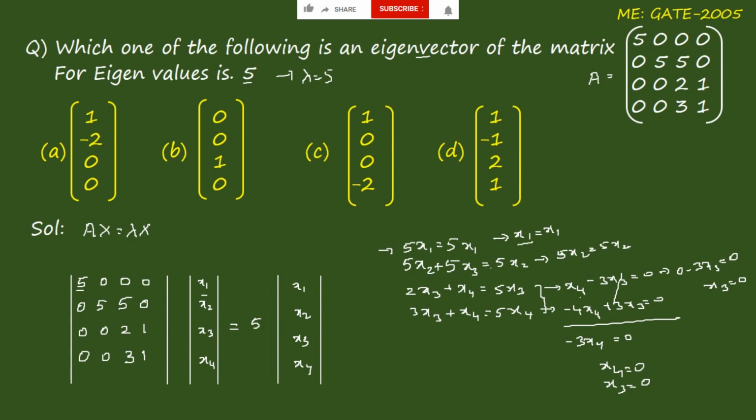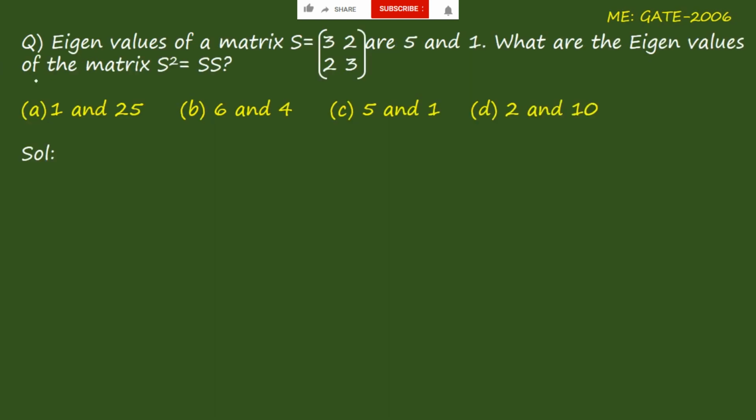So x1 we can get any of the real number, right? Now x2 also can be any of the real number, right? So we got x1 and x2 as nothing but belongs to real number, and x3 and x4 are 0. So matching one is nothing but option A. Now coming to next question.